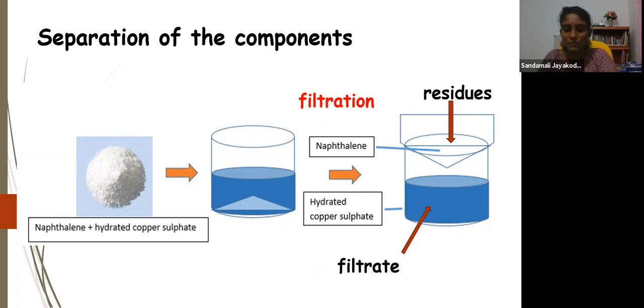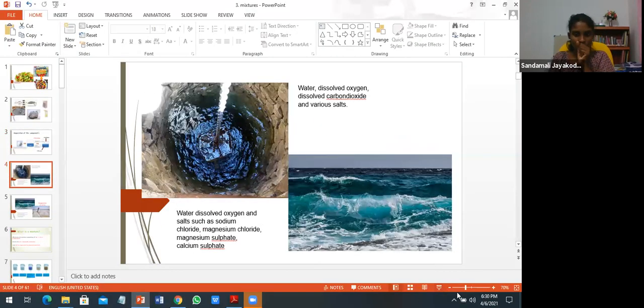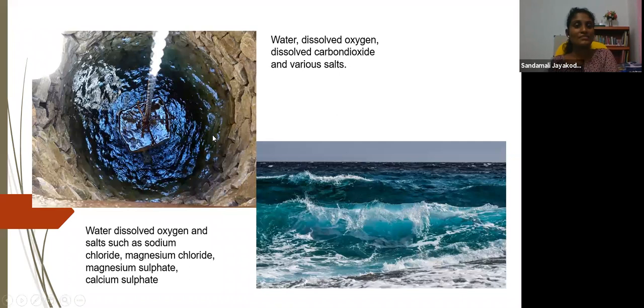Let's go to the next slide. There are some other mixtures. First one is well water. When we say water, we only see plain water, but it's a mixture of several components. Mainly it contains water and some dissolved oxygen, dissolved carbon dioxide, and various salts.